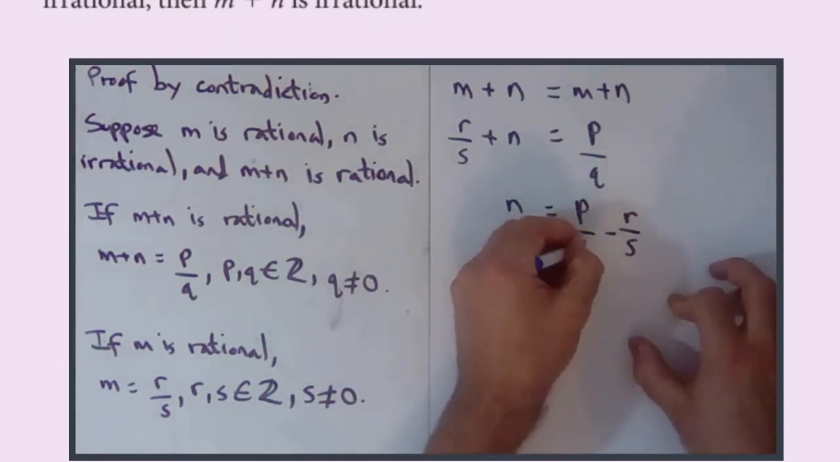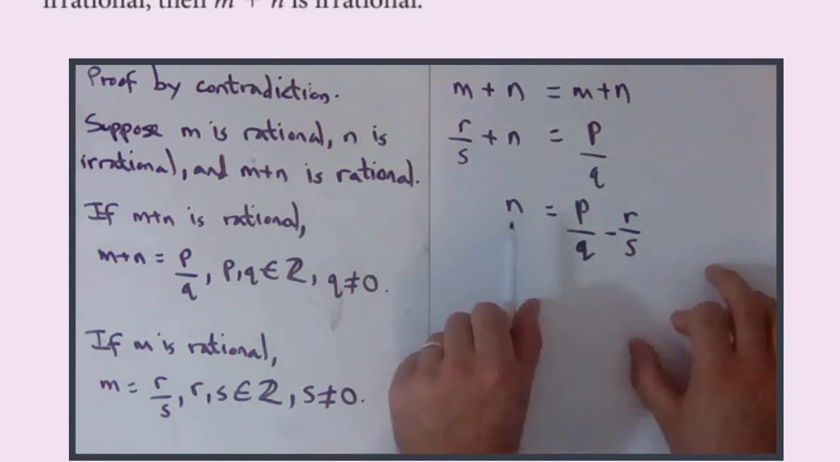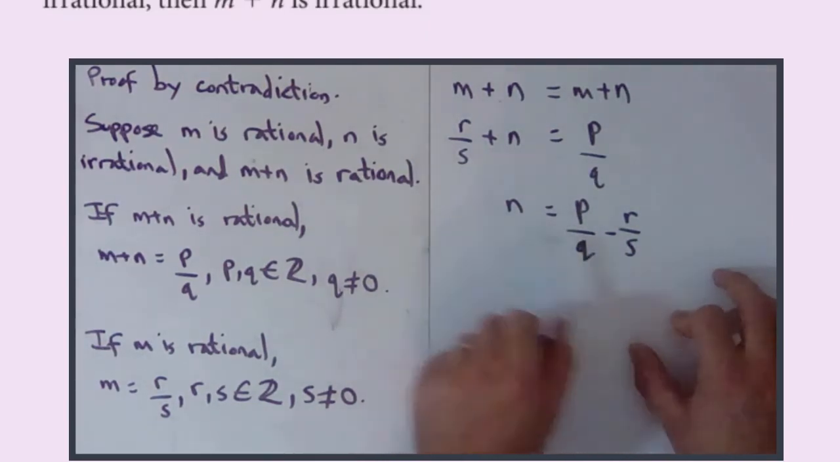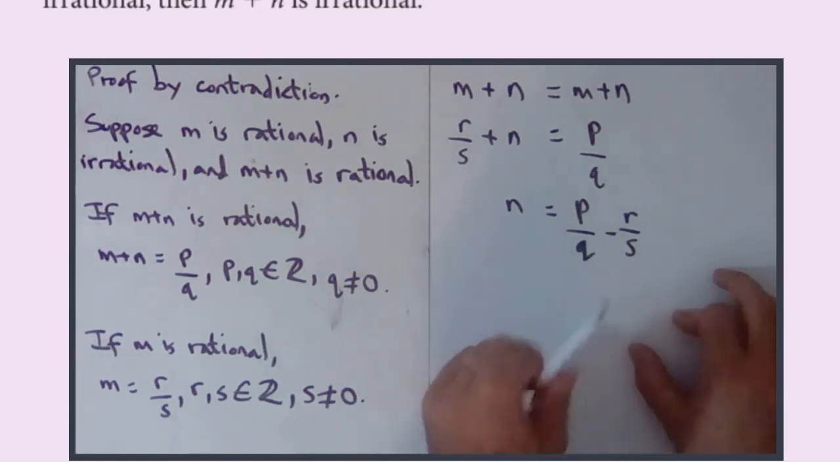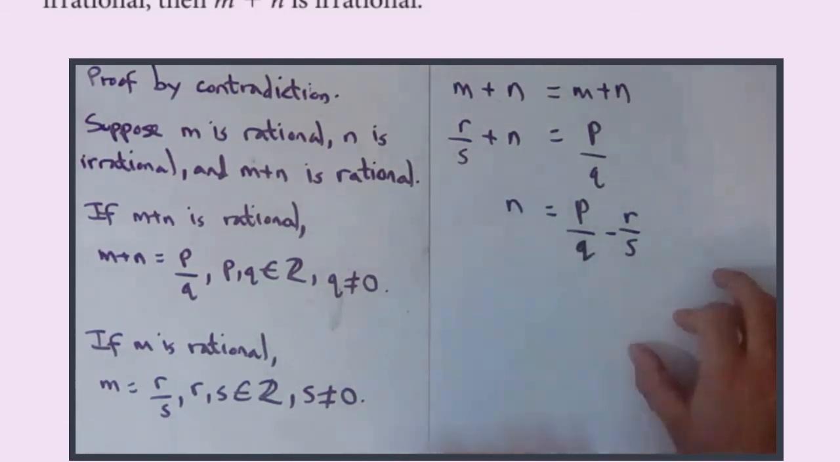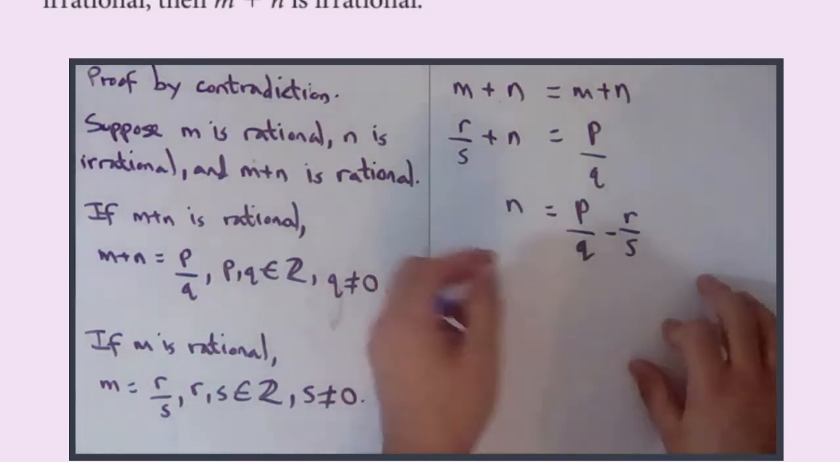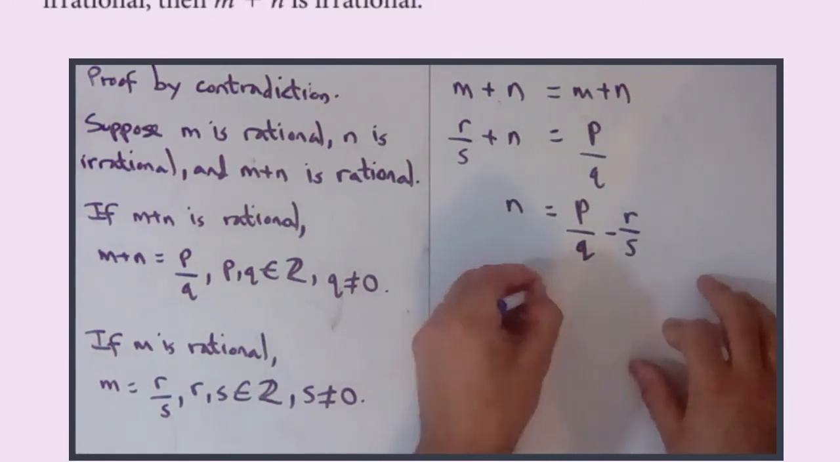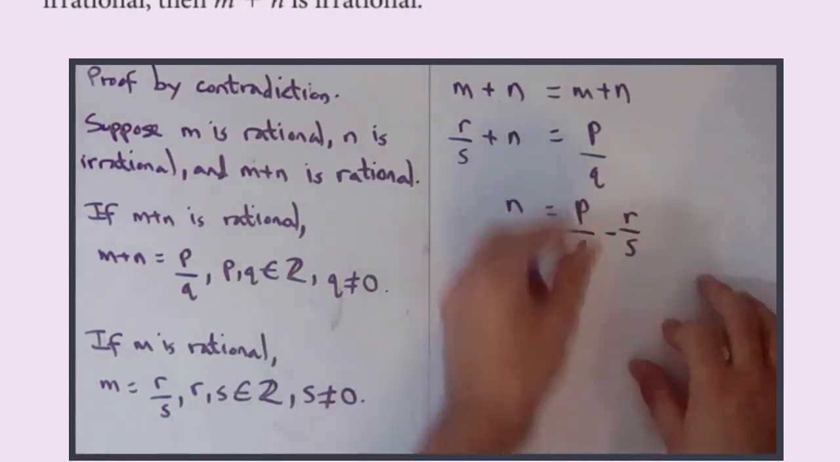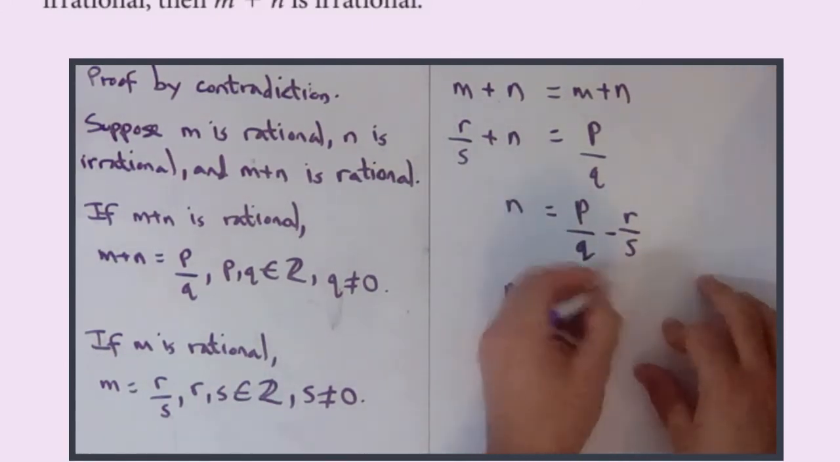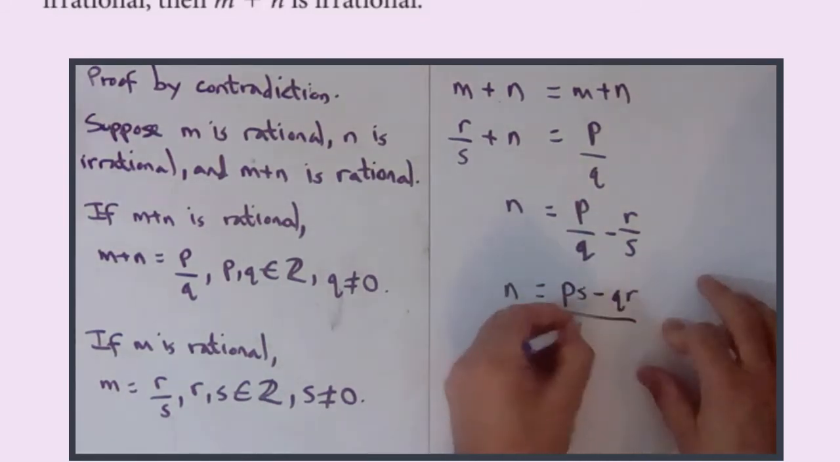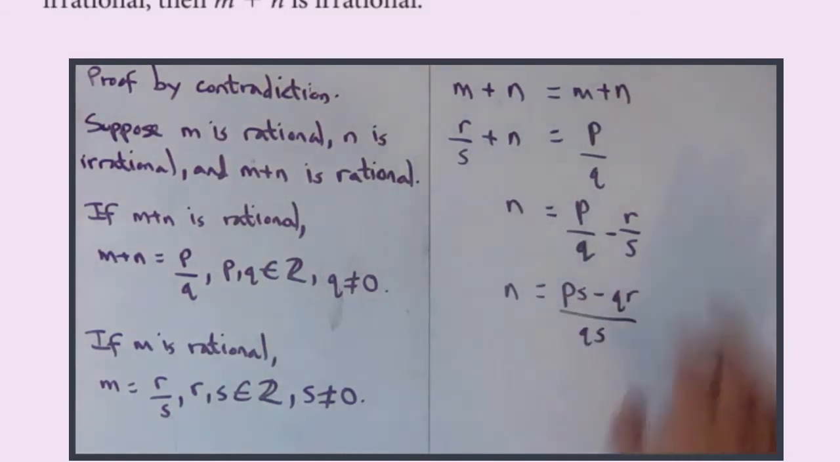Okay, we know that n is irrational, so we are going to show that this right-hand side must be rational, and the left-hand side we know is irrational. We've defined it as such. So n equals ps minus qr over qs.